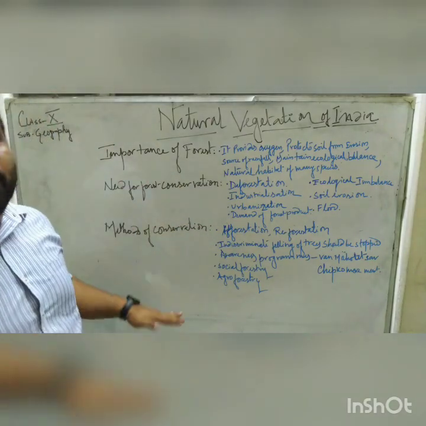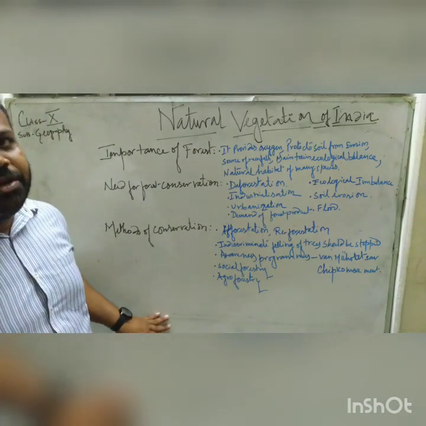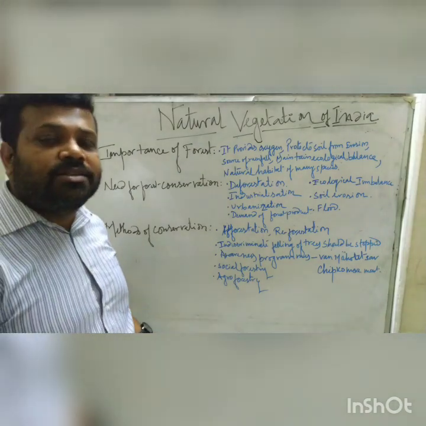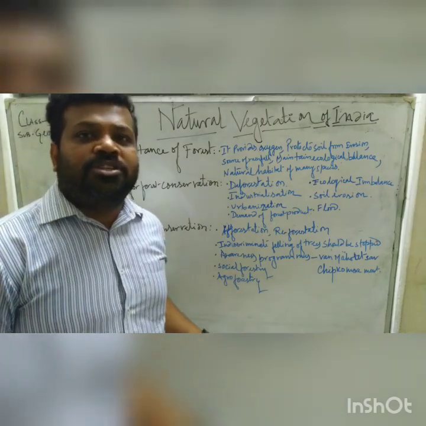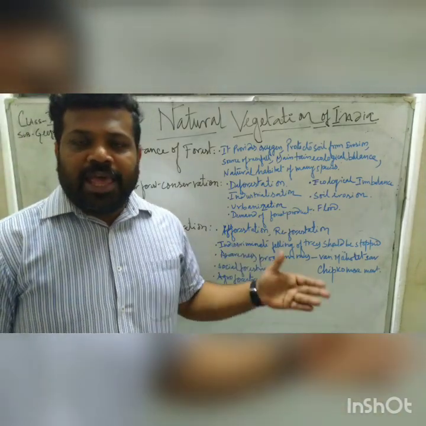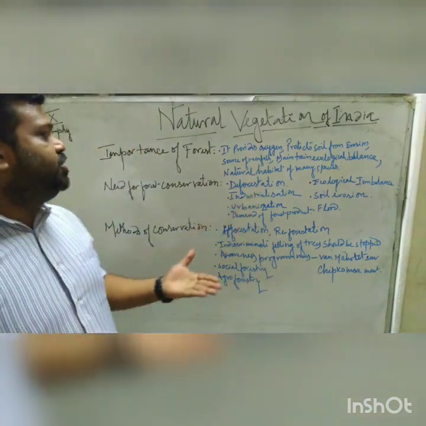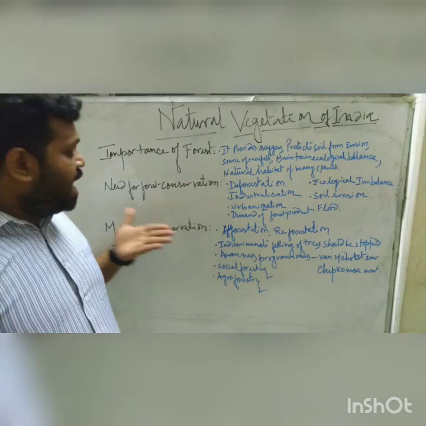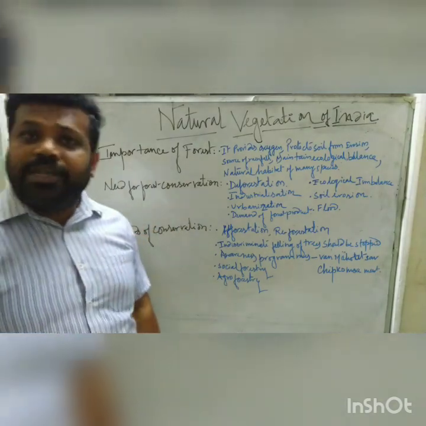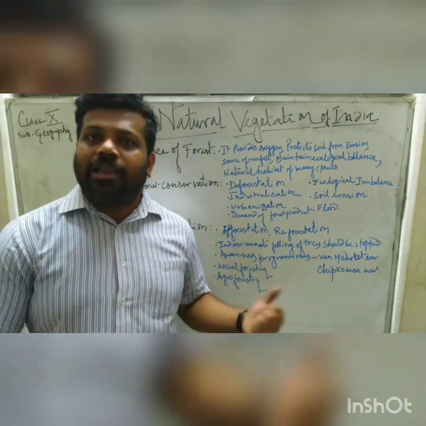So this is all about the chapter natural vegetation of India. We have to read what is the natural vegetation, what are the factors affecting it, the different types of natural vegetation, the temperature, rainfall, their features, the important trees and the areas they are found, and understand what is the importance of the vegetation, need for conservation, and method of conservation of this forest. So please go through it. I think it will help you.